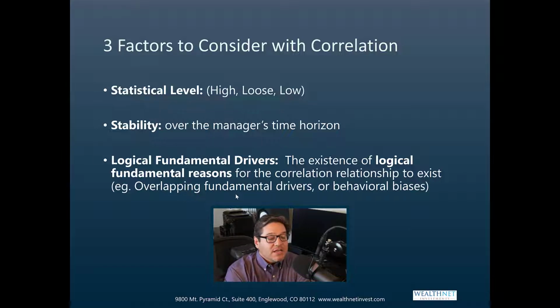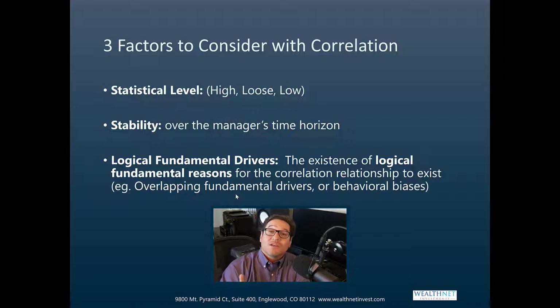Number one, what's the statistical level? Is it high or low? Does it tend to be high or tend to be low between two asset classes? If they tend to be high, then they tend to move together, then we need to be careful about putting too much in, grouping them together, right?